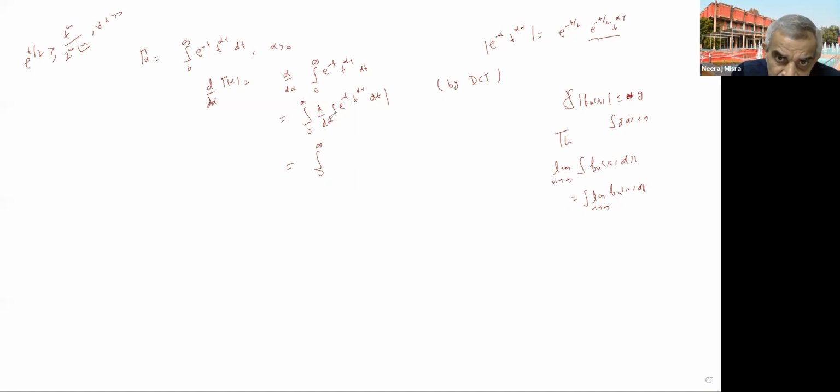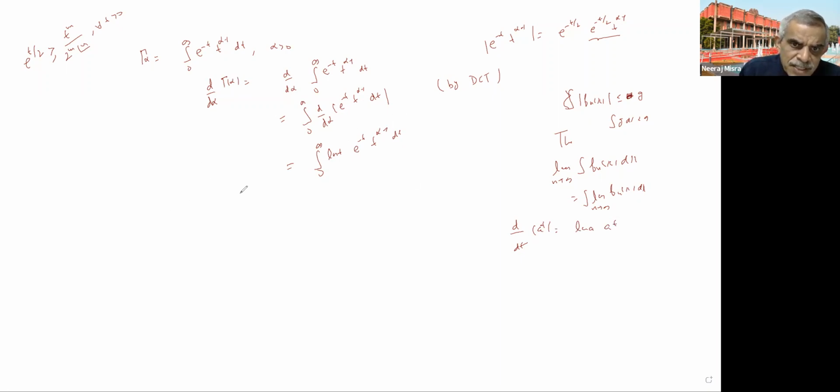So, okay, now I take the derivative with respect to alpha. What is the derivative with respect to alpha of t to power alpha minus 1? Log t into t to power alpha minus 1. Because what is the derivative of d by dt of a to power t? It is log a into a to power t. And that is what I have done over here.